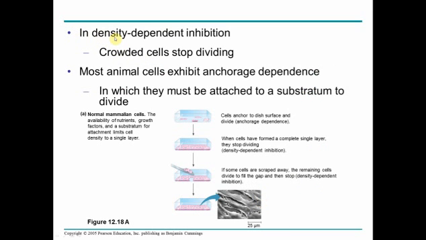And what they found was that there was density-dependent inhibition. So when there were a lot of other cells in the way, the cells stopped dividing. And then most animal cells also exhibit anchorage dependence, meaning they must be attached to something to divide. If they're just floating around in solution, they actually won't divide. It's not entirely clear why that is, but it is known that that's the case.